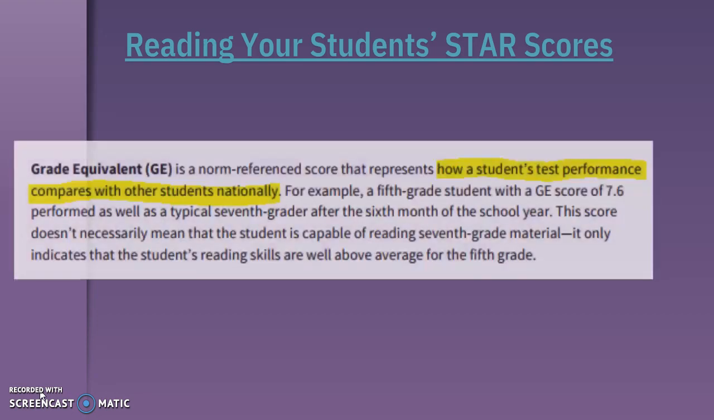You'll notice 2 major areas on your report. The first is grade equivalency. A grade equivalency tells you how a student's test performance compares with other students nationally. So for example, a 5th grade student with a grade equivalency score of 7.6 performed as well as a typical 7th grader after 6 months of the school year. So you'll notice a range with your students, some perhaps reading below and some reading above grade level.